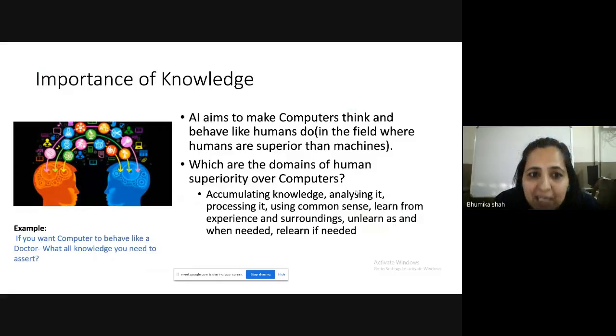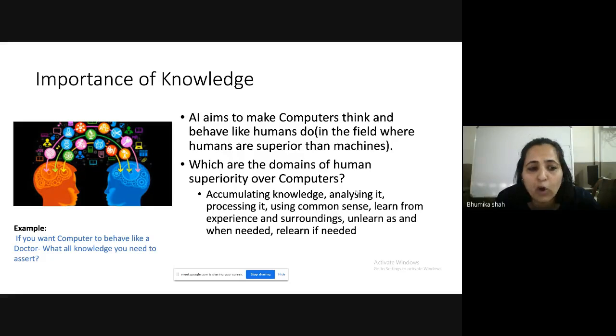So what is basically the importance of knowledge over here? As we have already discussed, the main aim of artificial intelligence is making computers think and behave like humans in the fields where humans are superior. So the first question that we should ask is, which are the domains we are talking about where humans are actually superior to computers?